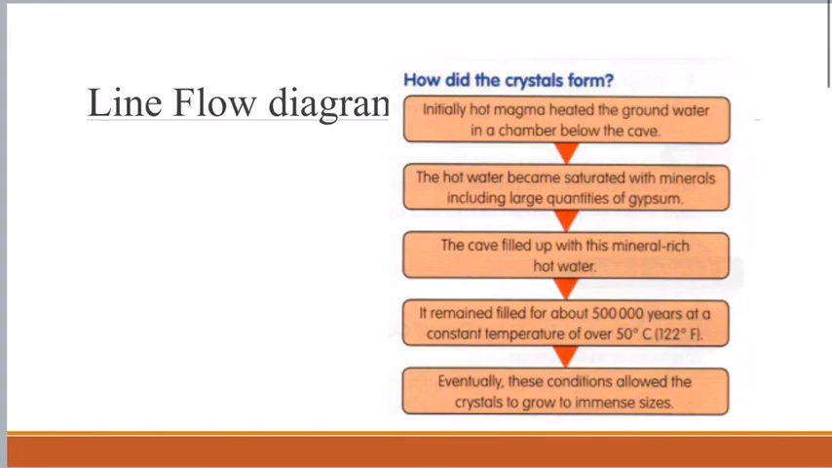So the first example here of a diagram is the same one that is on page 81 of your learner's book that we were looking at. It's called the line flow diagram. And basically this diagram shows you what order something happens in. So it starts off with one thing, and then it goes down to the second, to the third, to the fourth, to the fifth. So this is a good diagram if you're talking about something that has different steps.